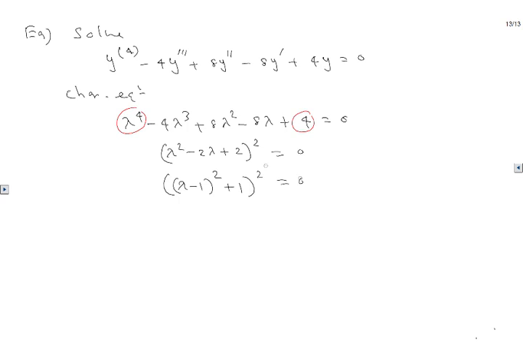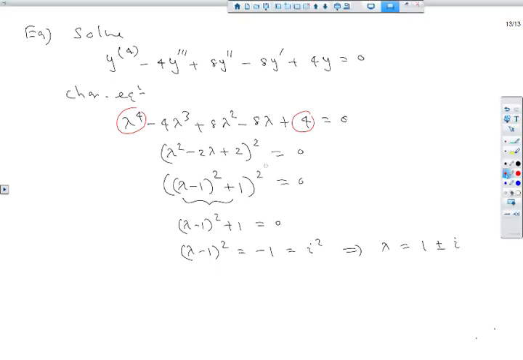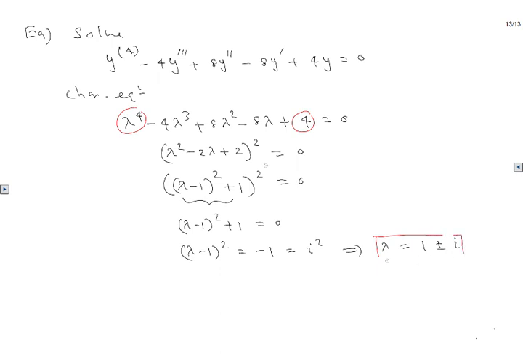Now, if you set this equal to 0, so let's do that. Lambda minus 1 squared plus 1 equals 0. Then lambda minus 1 squared equals negative 1. That means lambda minus 1 equals plus or minus i, and we can move the 1, so it's 1 plus or minus i. Those are the two roots that you get, but with multiplicity 2, because there's a square here.